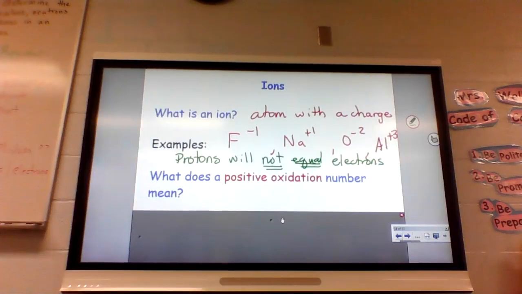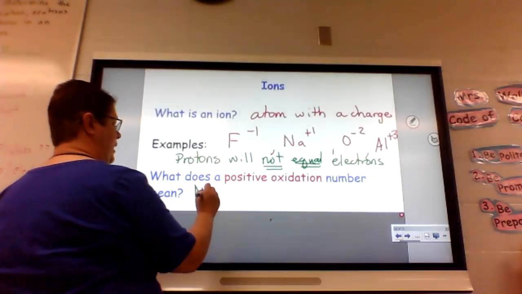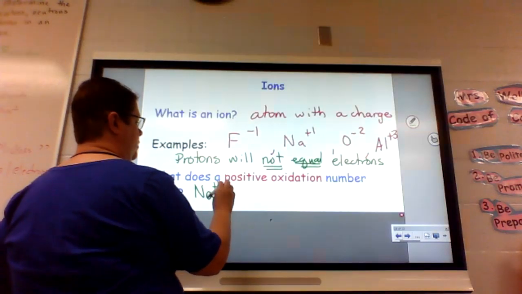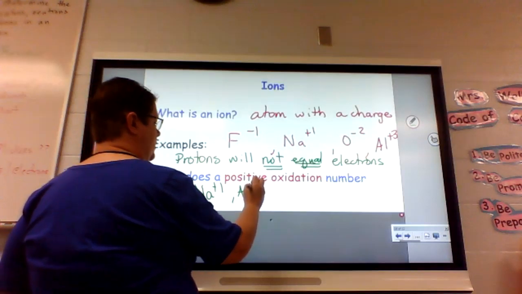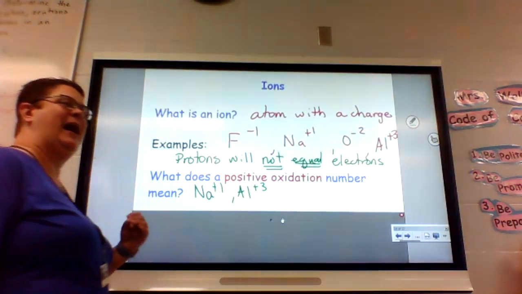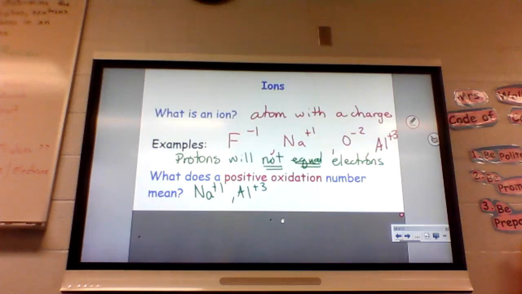I wrote 2 kinds of ions at the top of the screen. I wrote those that are positive and those that are negative. So what does it mean if we have a positive oxidation number? Like Na plus 1, or Al plus 3. What does it mean to have that positive number? Yes, that is correct.